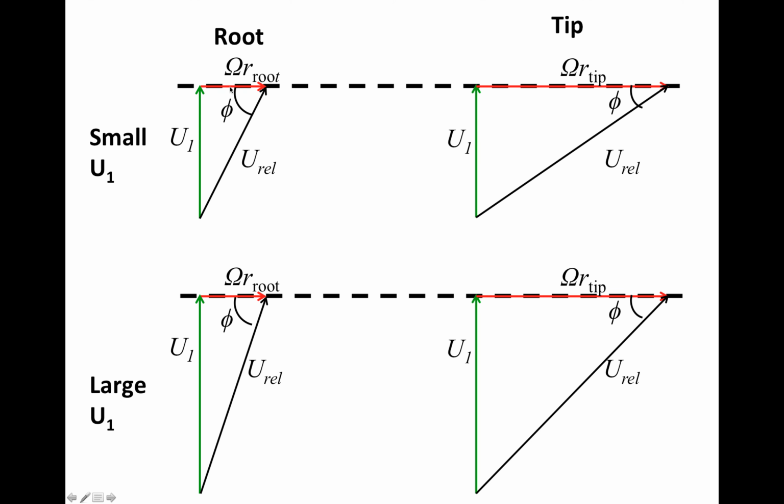If we compare, the relative speed is just this black arrow. It's the vector summation of this green arrow and the red arrow. The green arrow is the same for both cases. And then the U_REL, that's the relative wind speed, is the black arrow. So if we look at the angle of the relative wind, phi at the root is going to be larger than the phi at the tip. So this is going to be a larger phi.